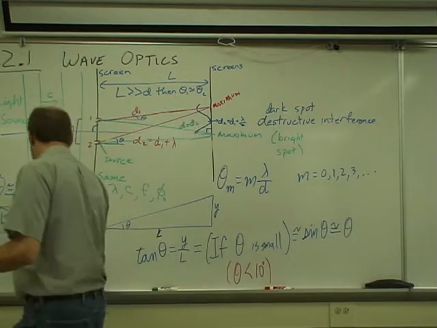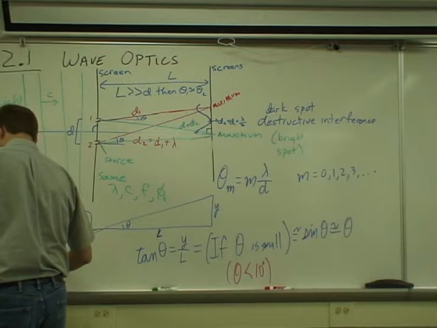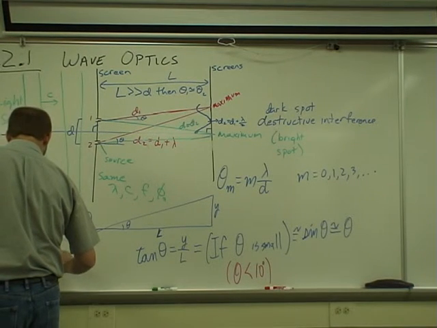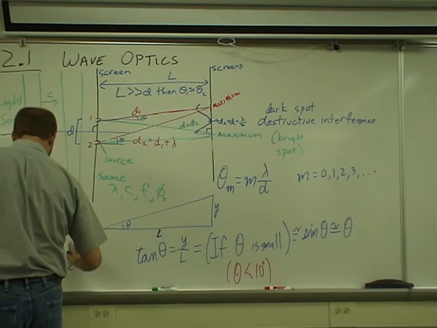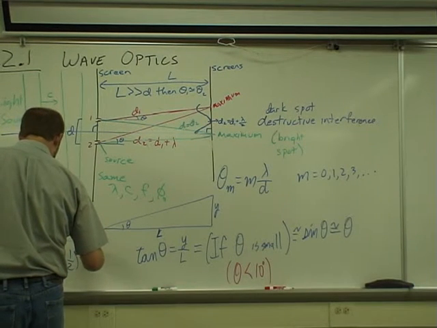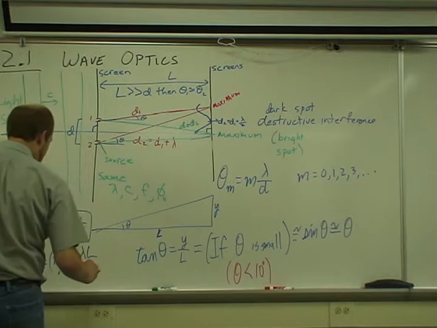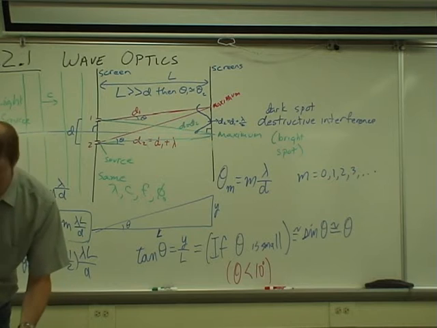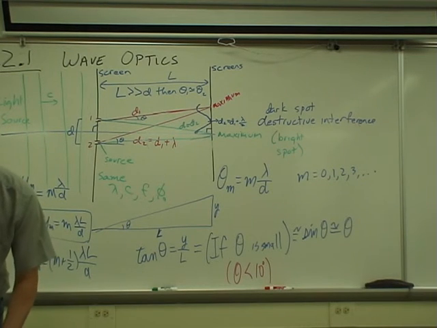And in the same way, I can find the location of the dark spots halfway between the bright spots. So I just write this as m plus 1/2. And there we go.